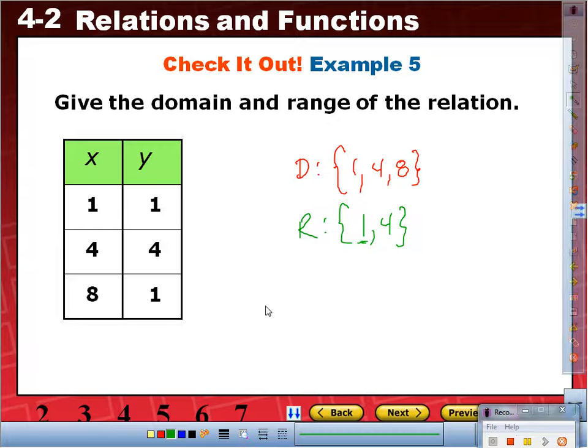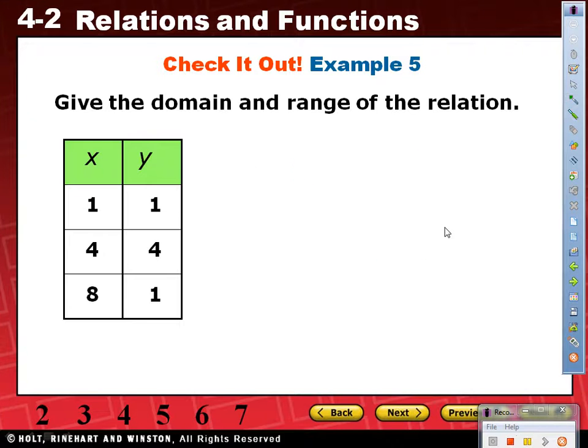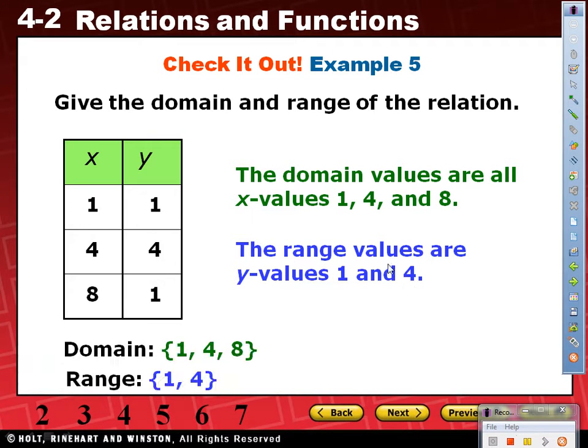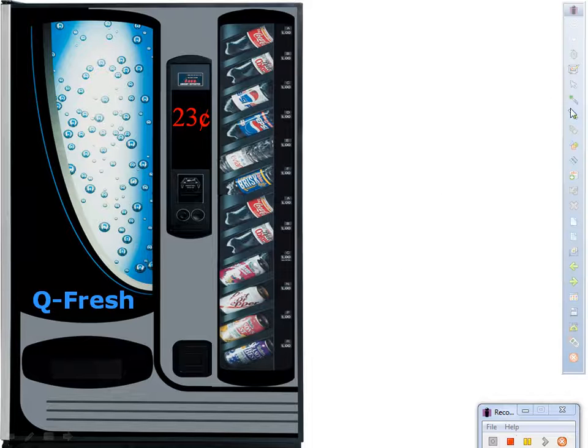Okay? All right. So with that said, we're done with relations. We're going to continue with relations, but now I'm going to give you a quick intro to functions. Yay. Here we go. Functions. All right. Pens down, eyes up here. Now, for this one, I'm going to bring back my vending machine. Here it is. All right.